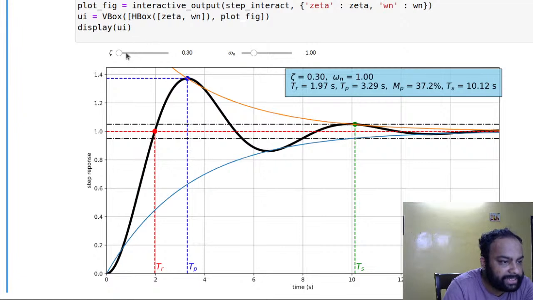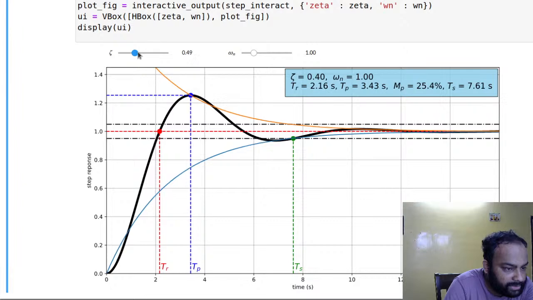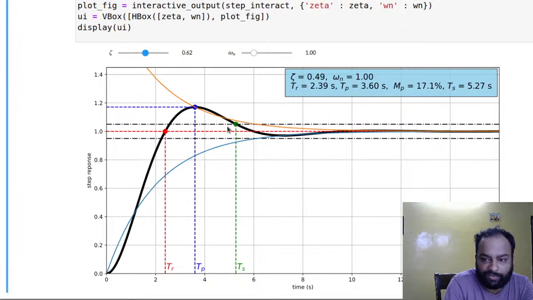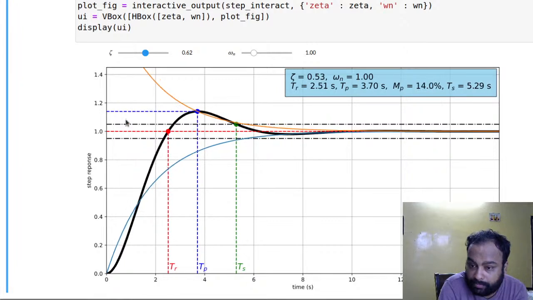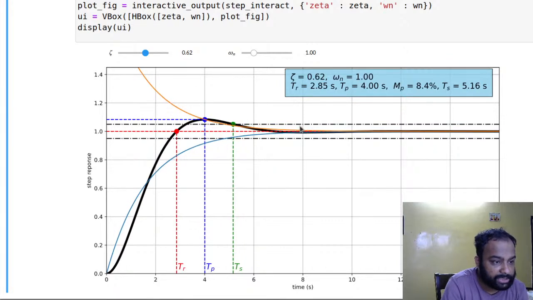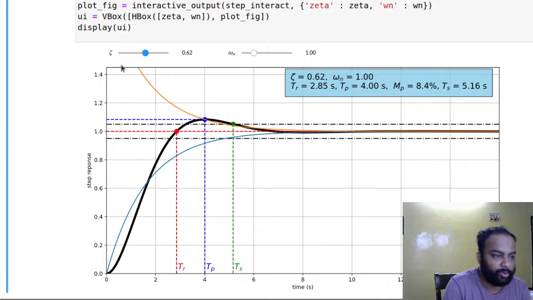So let's increase zeta a bit. When zeta is increasing, what is happening? Forget about all these lines and everything. Look at the black curve here. Someone is saying it has crossed this envelope here. Yes, this is because of the way I have drawn it. This is heavy computation. At every instance, it is calculating and plotting everything, which is not an easy calculation for the computer.